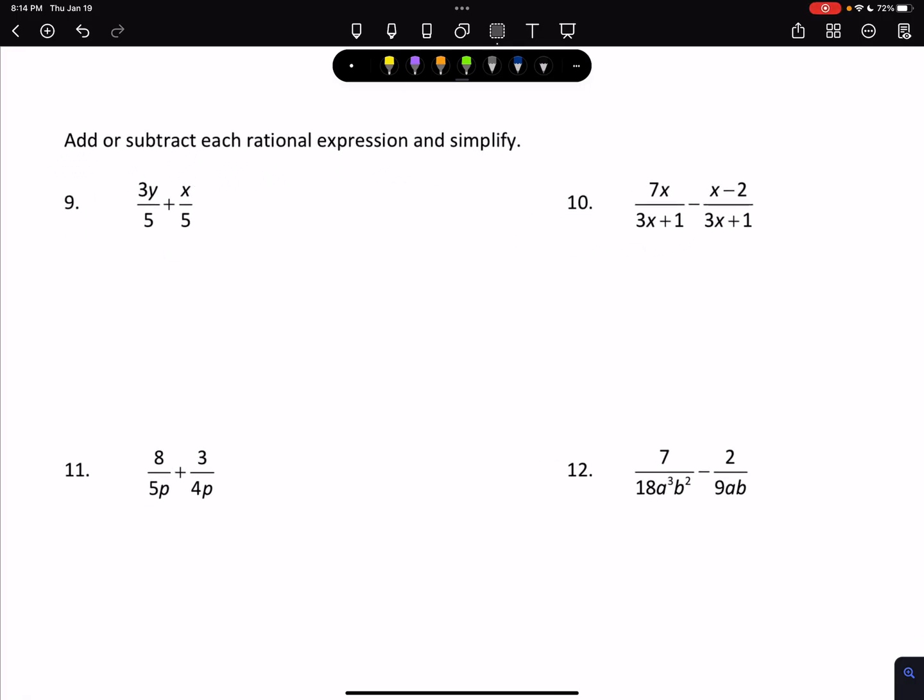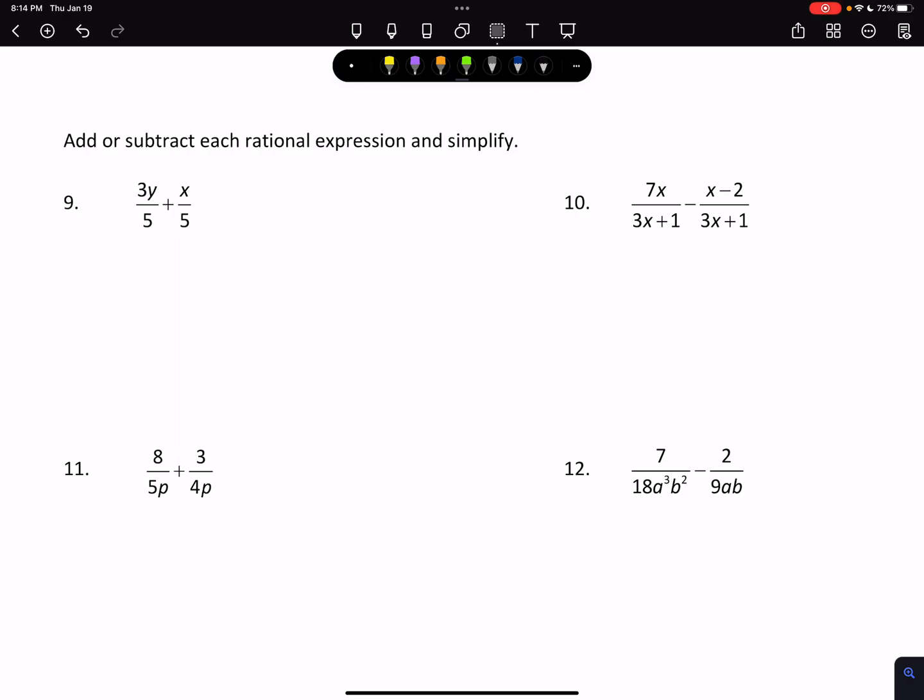When we are adding and subtracting rational expressions, we need to make sure that we have a common denominator. Number 9 is an example of two fractions that we're adding together. They do have a common denominator, so as you would recall, when you're adding and subtracting fractions and you have a common denominator, you retain that common denominator and you simply add or subtract, whatever the problem dictates, the numerators. So we're going to add the numerators, 3y plus x. So our answer is 3y plus x all over 5.